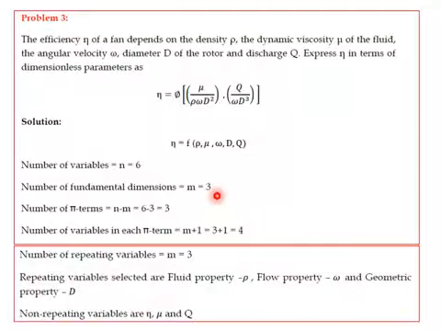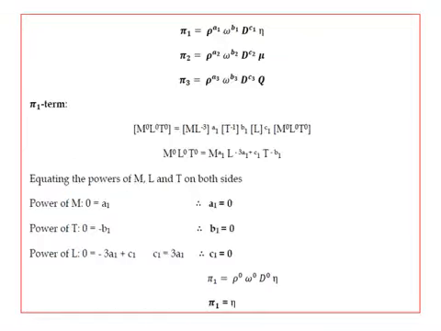In this case it is very clear that rho is a fluid property, omega is a flow property, and d is a length. So by taking rho, omega and d as the repeating variables, the other 3 will remain. That will be eta, the dependent variable, and mu and q can be taken as the non-repeating variables.